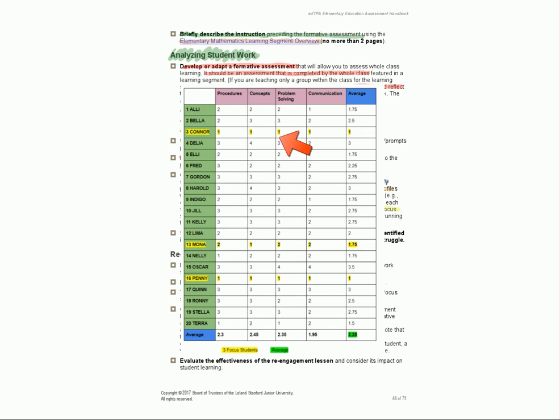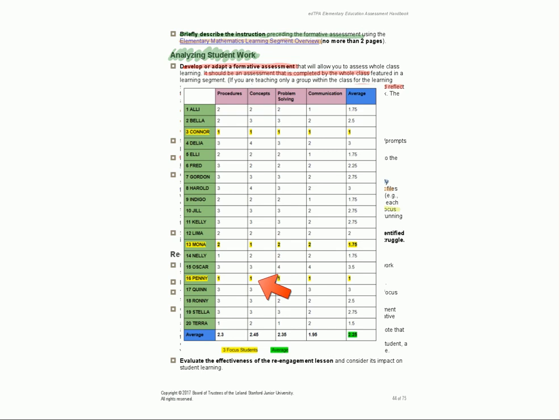The other thing to note in this particular chart is that this person has noted who the 3 focus students are. We'll talk about focus students in a moment. Might as well start. 3 focus students have some particular area of struggle that should be addressed in the re-engagement lesson. So these 3 students will be a part of the re-engagement lesson, and it could be around concepts. They all were very low in some conceptual understanding of this topic.